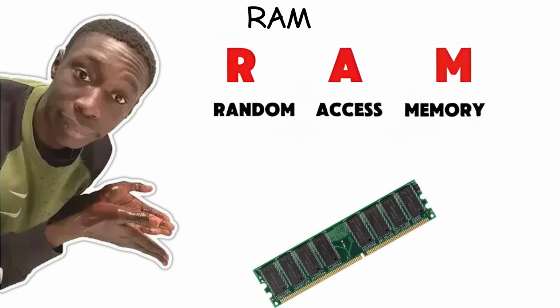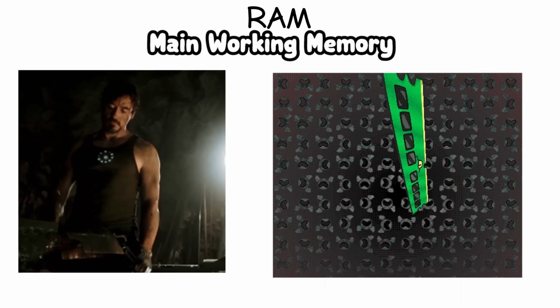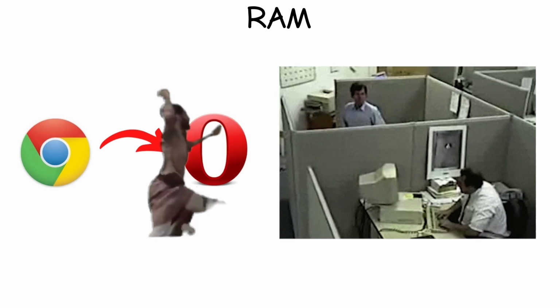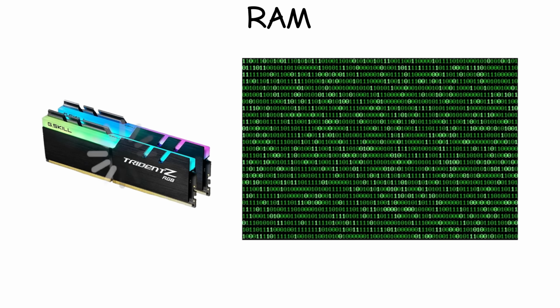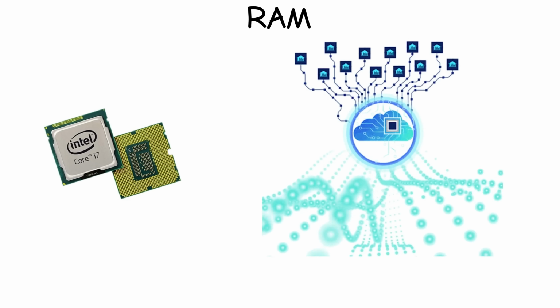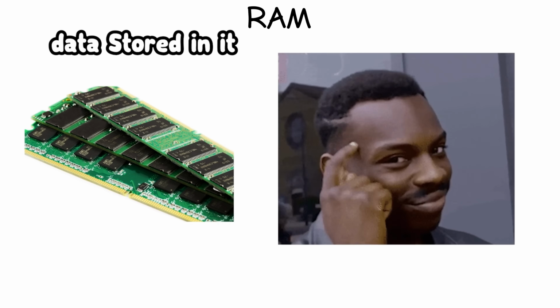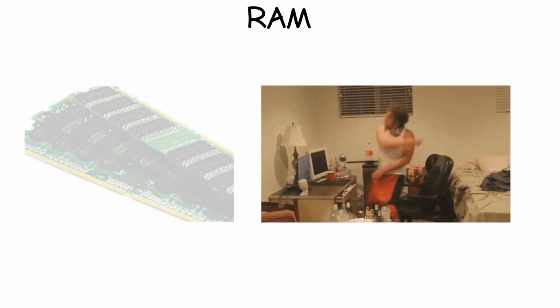RAM. RAM stands for Random Access Memory, and it is the main working memory of your computer. Every time you open a program, load a file, or switch between browser tabs, that data gets loaded into RAM so the processor can access it quickly. RAM is volatile, which means everything stored in it disappears the moment you turn off your computer.